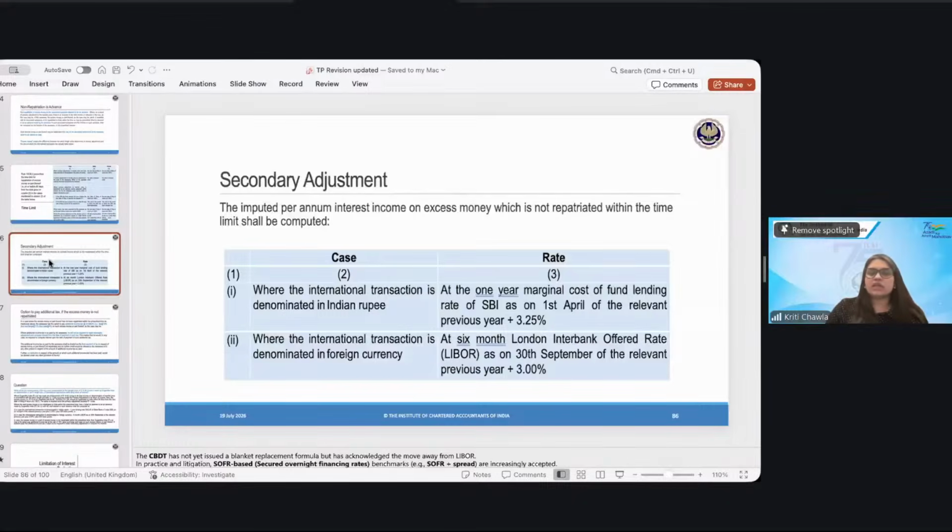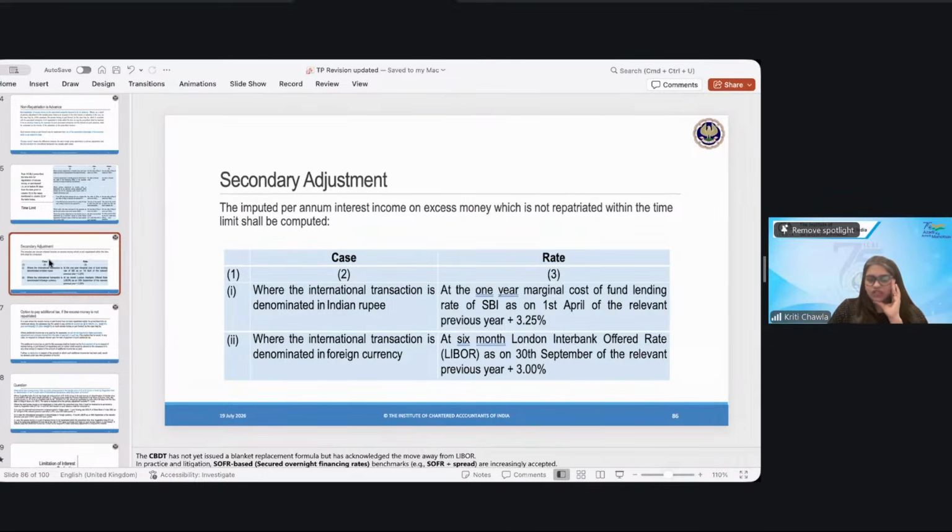Now, what if there is no repatriation? Well, the imputed per annum interest income on excess money which is not repatriated within the time limit, how will that be computed? Where the international transaction is denominated in Indian rupees, then it's going to be at 1 year marginal cost of fund lending rate of SBI as on 1st April of the relevant previous year plus 325 basis points.